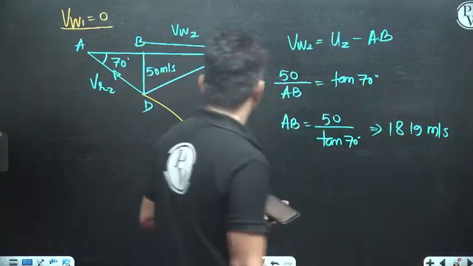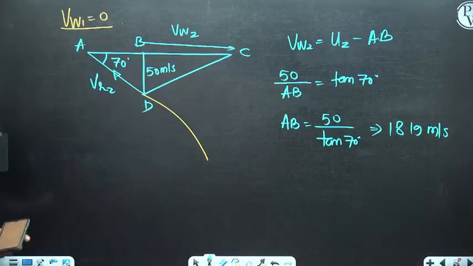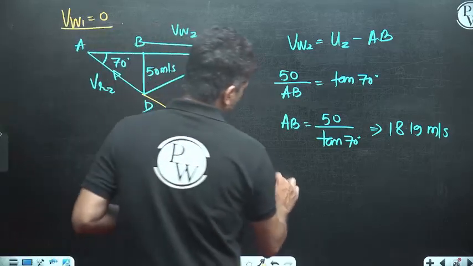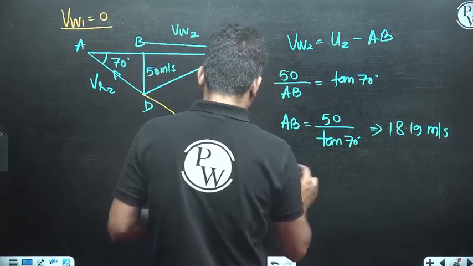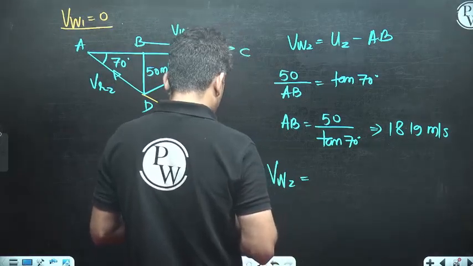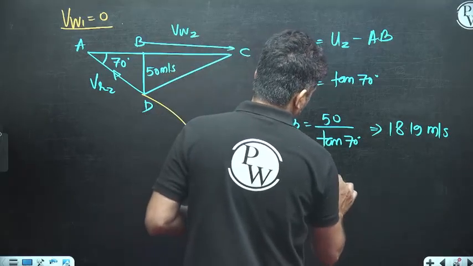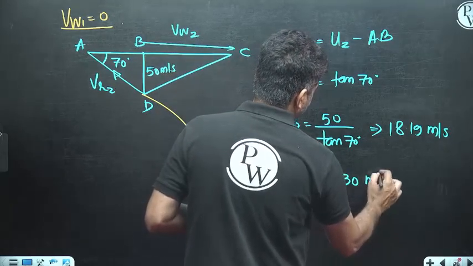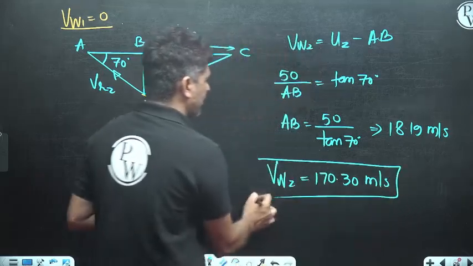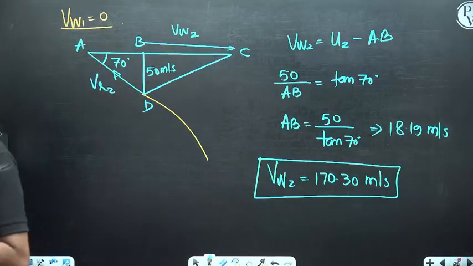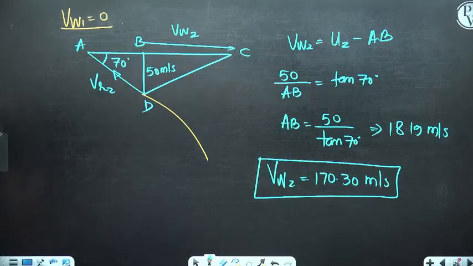Once you have calculated this, now you can calculate VW2. So VW2 will be equal to 188.49 minus 18.19, so 170.30 meter per second. This will be your VW2. Understood? Is it clear to everyone?